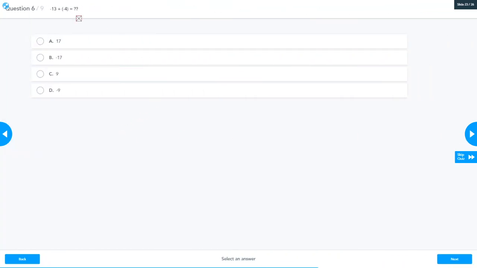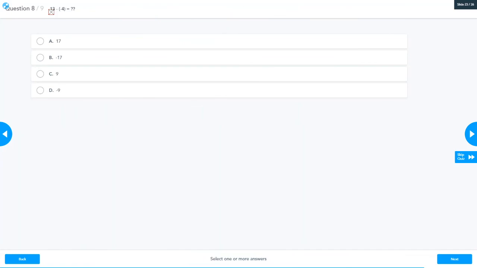Number 6, negative 13 plus a negative 4. Looks like those are two negatives. Go ahead and work it out and pick the right answer. Negative 13 minus a negative 4. Ooh, two negatives. But that minus right there. Grrr. All right, work it out. Make sure you're following those rules in your notes to help you get the correct answer.